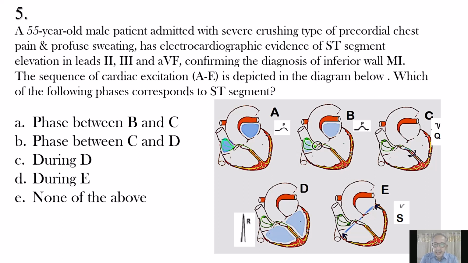A segment in the ECG does not have a wave. An interval includes one or more waves. A segment is usually isoelectric, but in this case it is not isoelectric, it is elevated. Anyway, the question asked is which phase corresponds to the ST segment? There is no answer. It is not between B and C. It is not between C and D. It is not during D. It is not during E. So it should be none of the above.